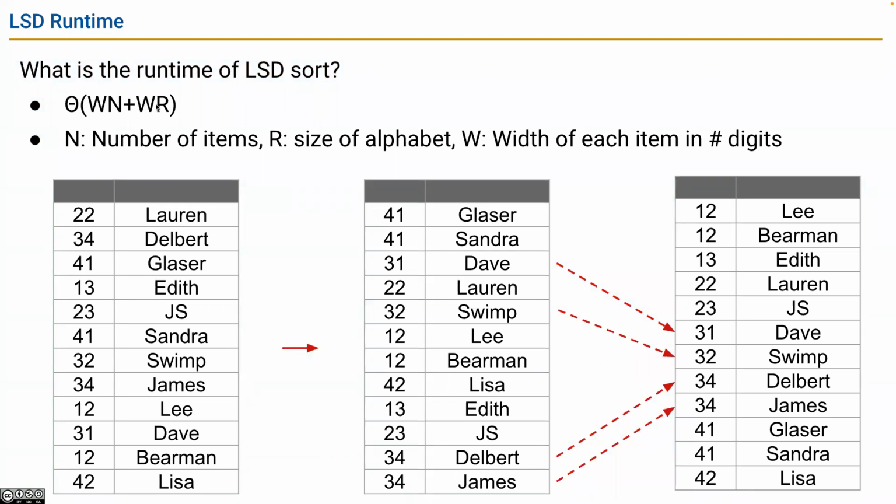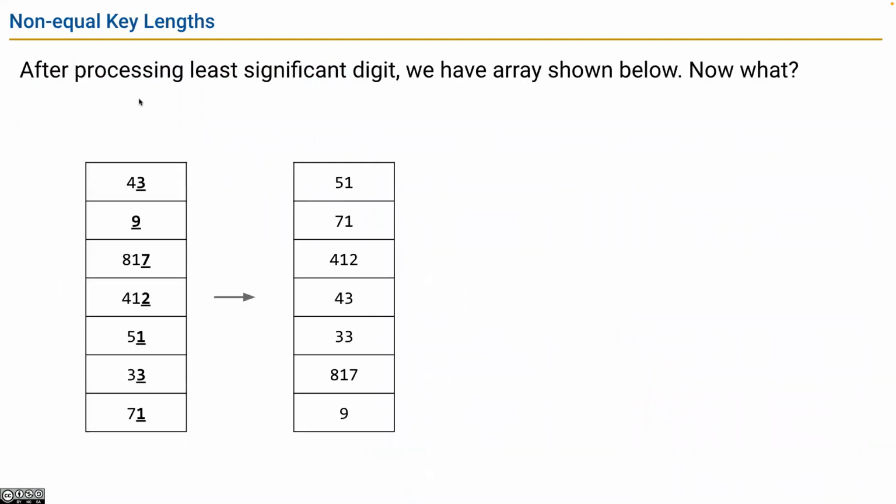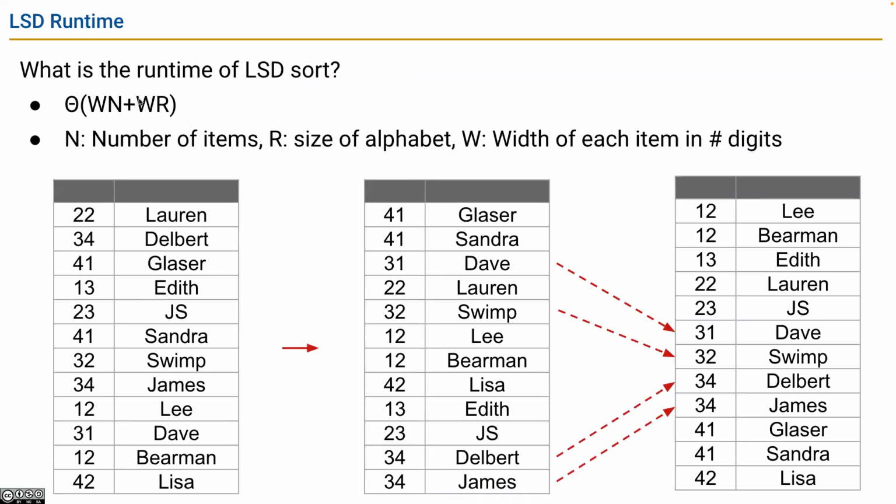That's a pretty hard question to just throw at you. A little vague, but hopefully you found the exercise useful. So the overall runtime of LSD sort is WN plus WR because it's just W counting sorts. We'll come back to comparing it with merge sort in a second. Any questions about this?